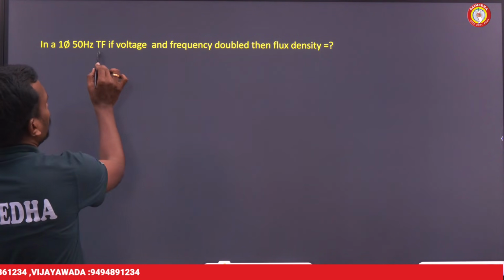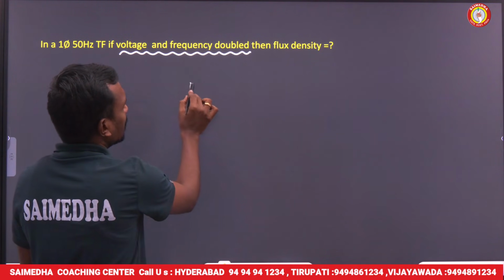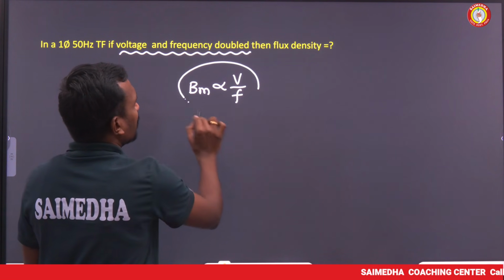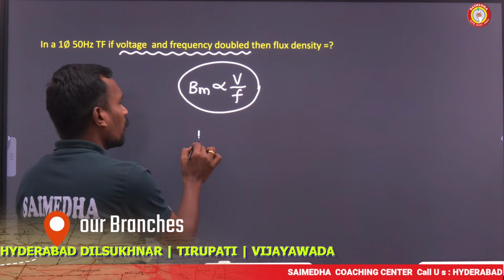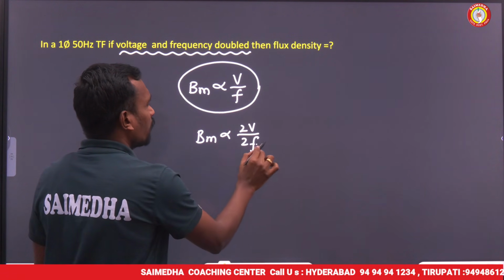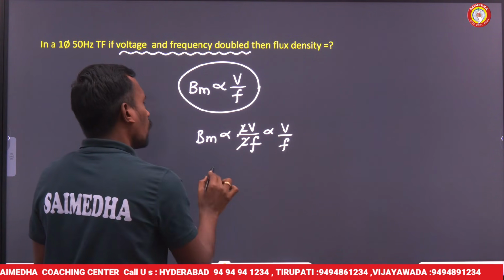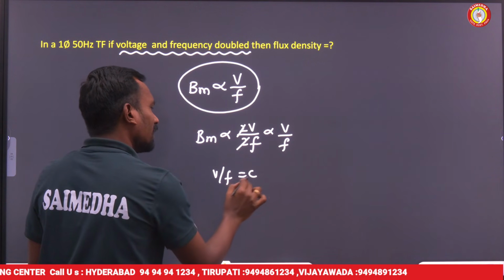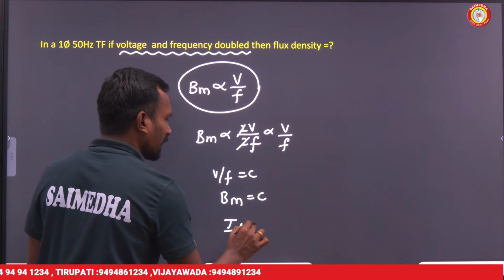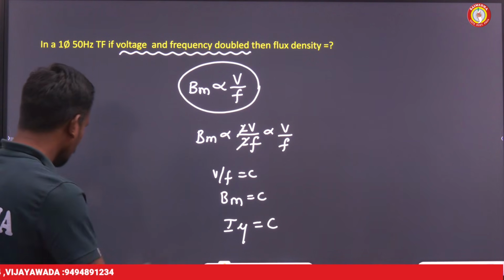In a single phase 50 Hz transformer, if voltage and frequency are both doubled, then what happens to the maximum flux density? Generally, the maximum flux density is proportional to V by F. When the voltage and frequency are both doubled, that is 2V and 2F, the 2 gets cancelled and we again have the same V by F. When V by F is constant, ultimately the flux density is constant and the magnetizing current is also constant. A very simple question, sir. Next question.